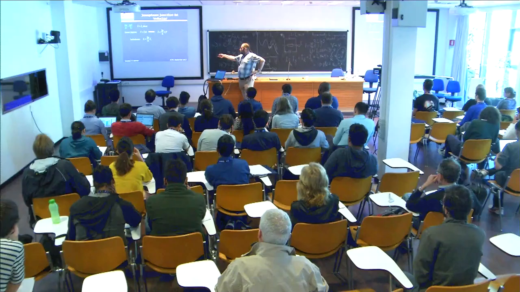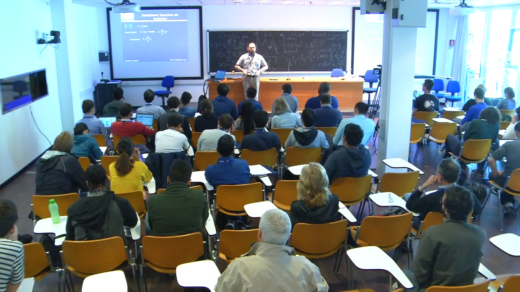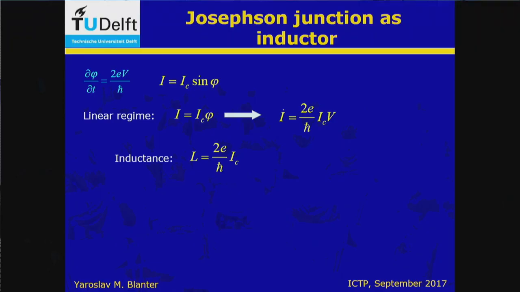So now one thing which is important is that, remember I mentioned that we will be talking about inductive coupling, and we will in a couple of slides. But let me first show that with this expression we can easily derive the inductance of the Josephson junction. Those two equations are nonlinear, so that's not useful. If you want to define inductance, we need to go to the linear regime. Linear regime meaning we replace, for the time being, sine phi with phi. So we have this current. We take the derivative of this expression.